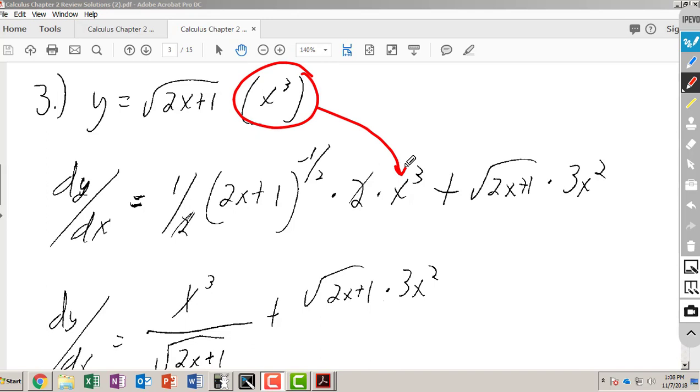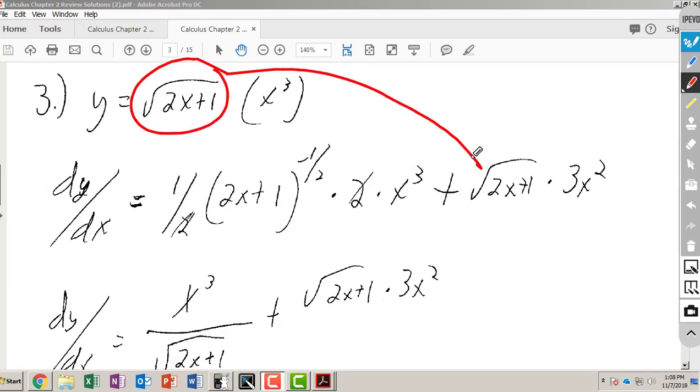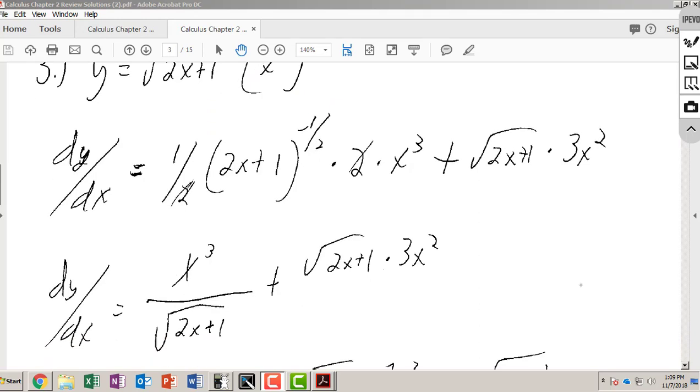And then I need a plus sign. Now I'm going to leave my first equation the same, and times the derivative of my second equation. So the derivative of my second equation is 3x squared. Okay, now that I've done that, I need to simplify down my problem a little bit. So I'm done with my calculus.